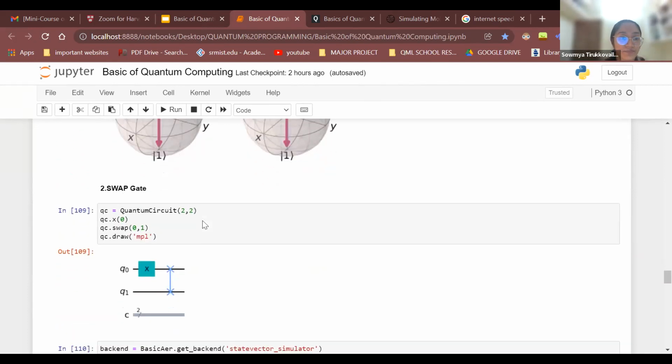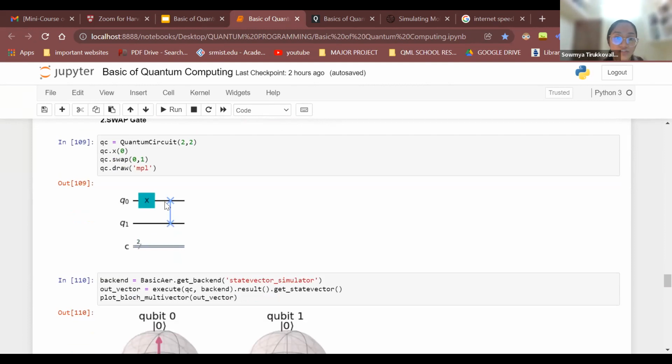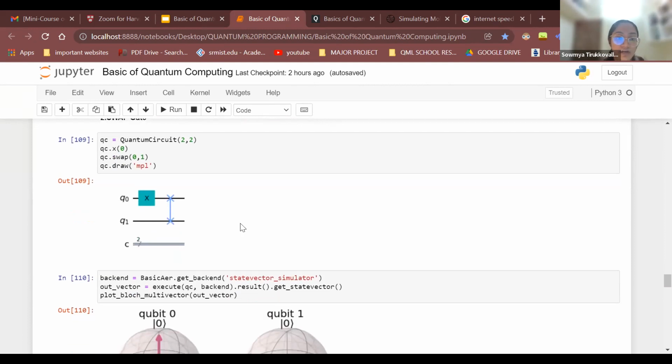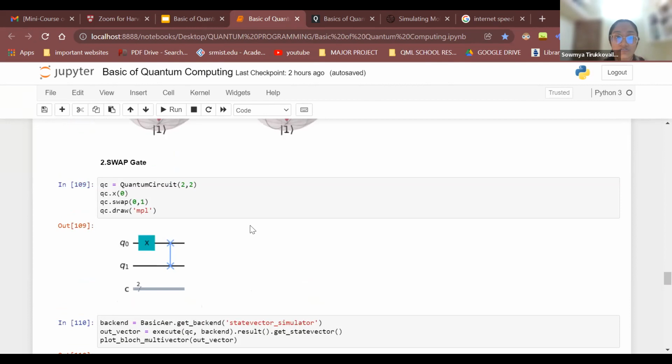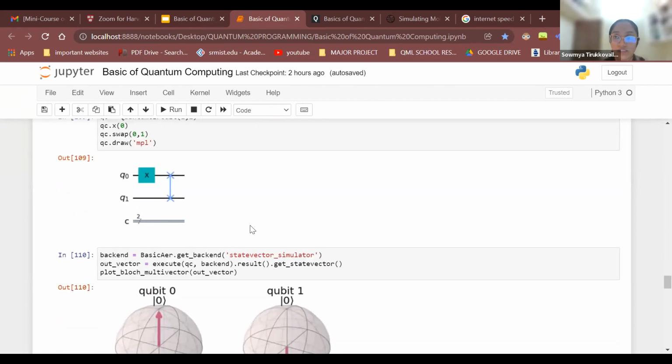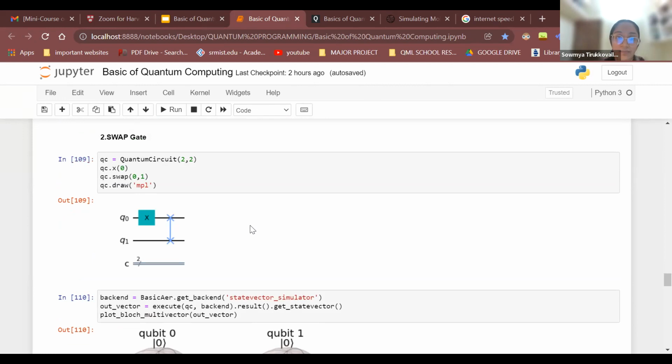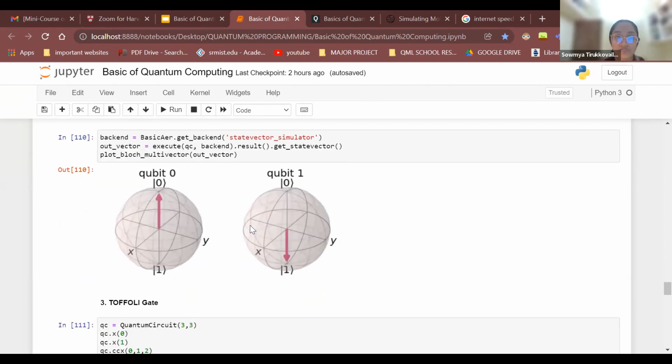So you have the swap gate, which is represented by this symbol. I've applied an X gate on qubit 0, and qubit 1 is in state 0, whereas qubit 0 is in state 1. So after applying the swap gate, it swaps the state vectors of both the qubits. So qubit 0 flips to state 0, whereas qubit 1 flips to state 1.